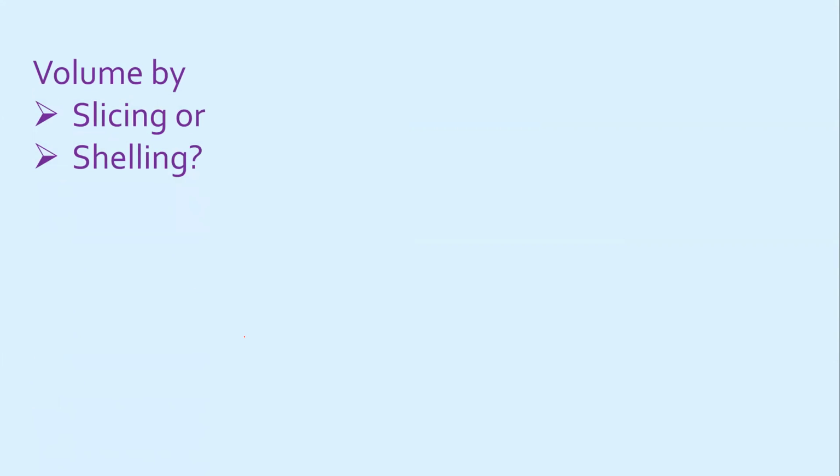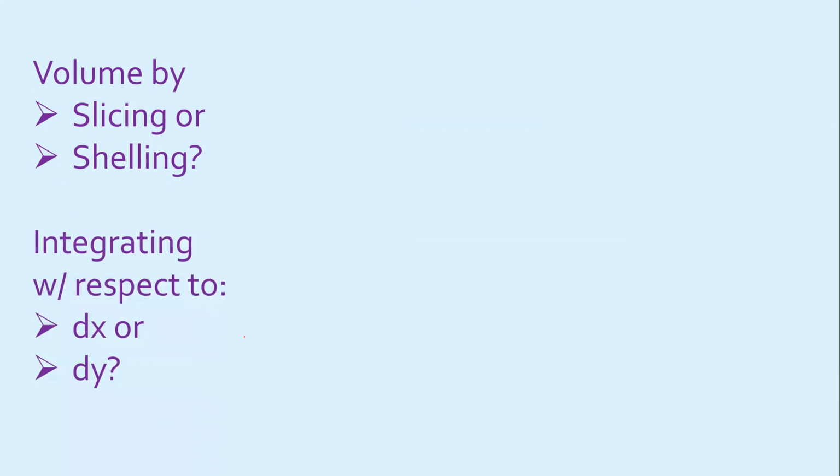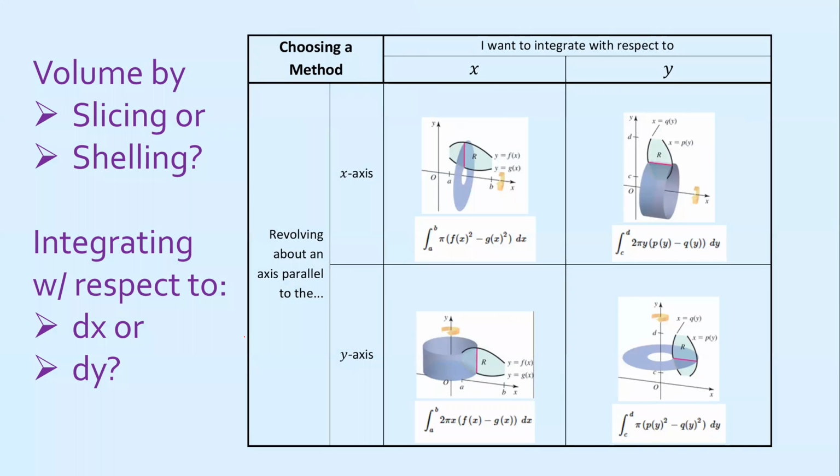Always think about what you have. Okay, so by slicing or by shell, do I integrate that with respect to x or with respect to y? And then here's a little graphic for you to kind of put your thought process in as far as which method is good when you are looking for volume. And that is it for right now.